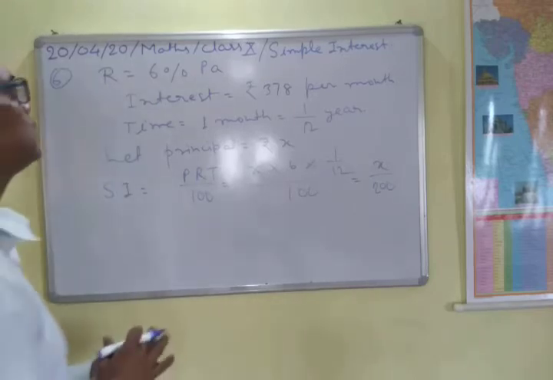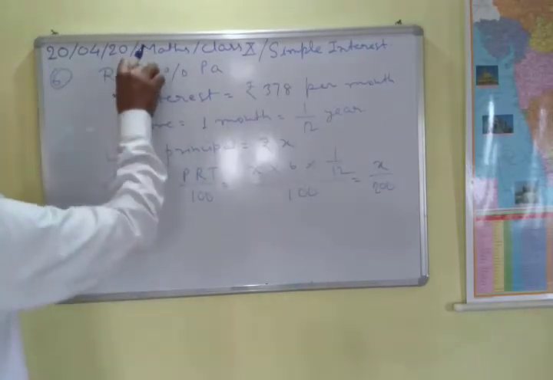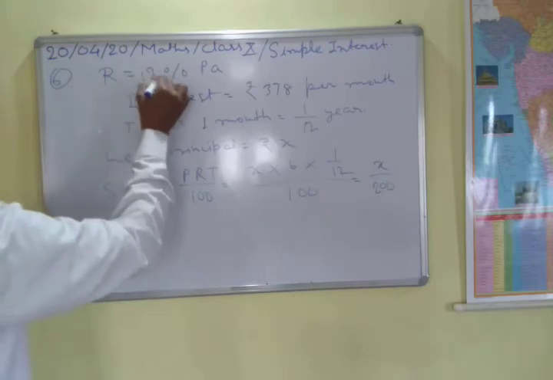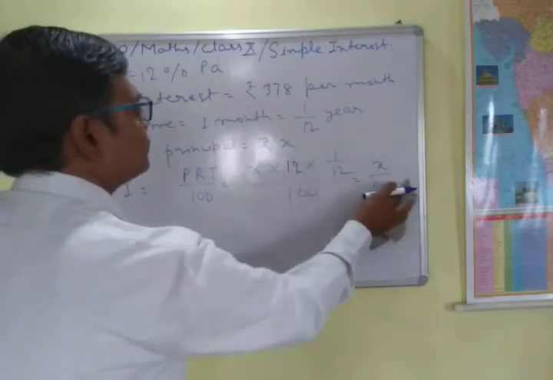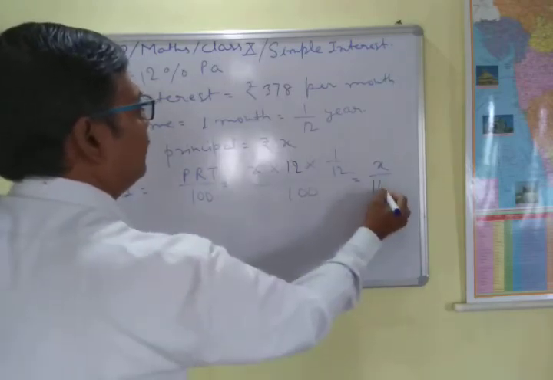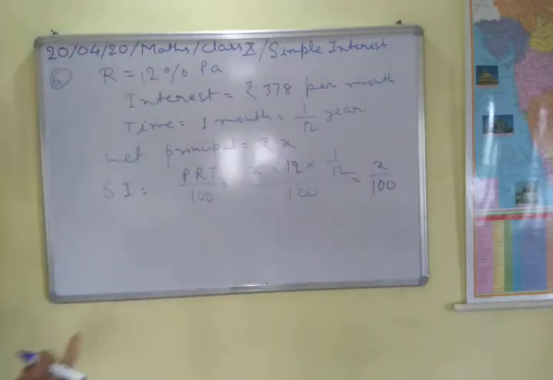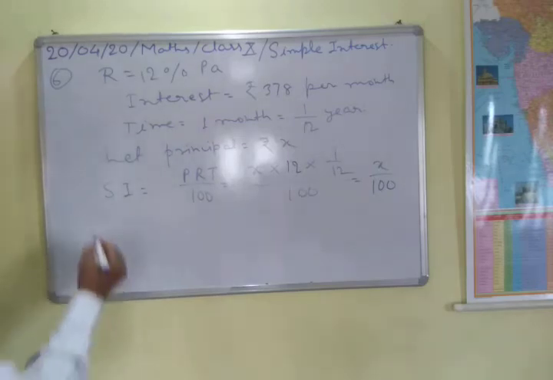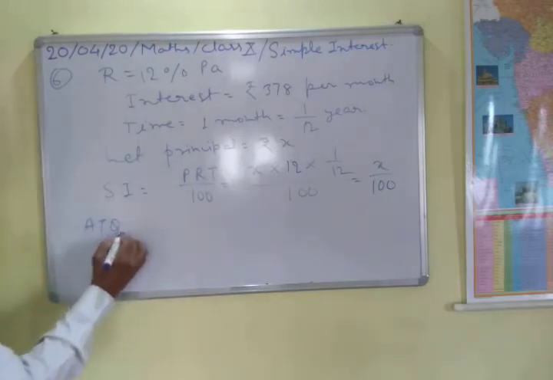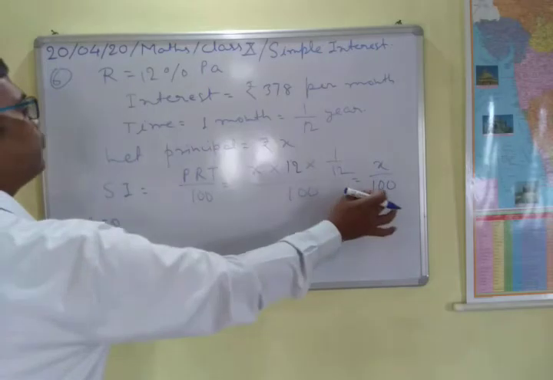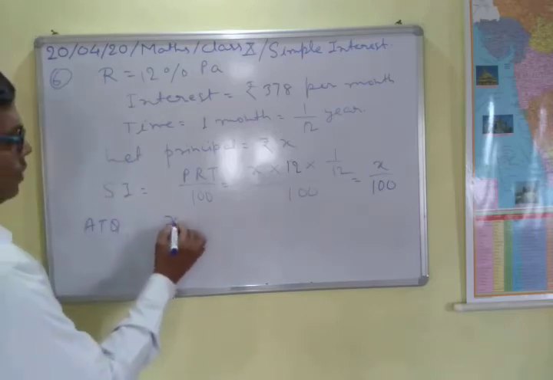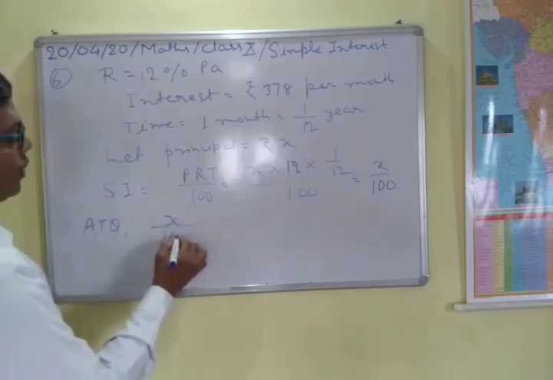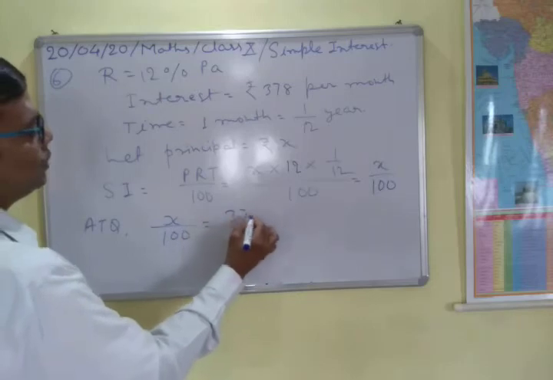Oh, sorry, here actually this is not 6%, this is 12%. So this is 12% here. So this will be here 100. So this is x by 100. So simple interest is x by 100, and according to the question, this interest is equal to 378 rupees. That is x by 100 is equal to 378.